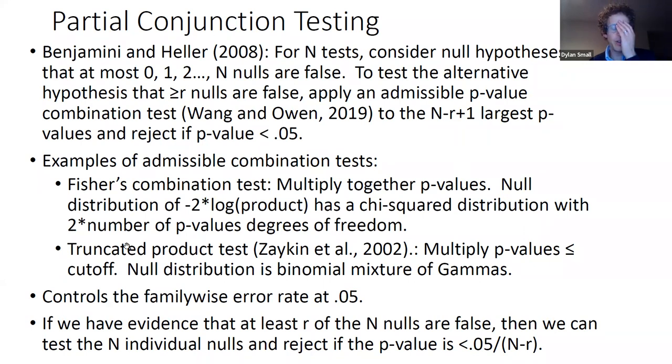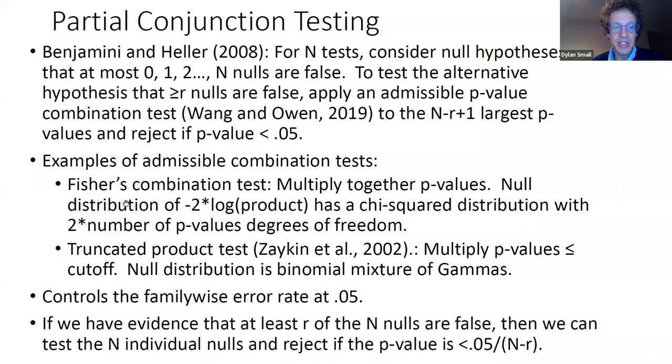In observational studies, we use a variation of Fisher's combination test that we found is a little more powerful in that context. That's the truncated product, where any p-value above a set limit just gets truncated to one. So if your limit is say 0.9, p-values above 0.9 just get truncated up to one. Then you can find the null distribution, which is a binomial mixture of gammas.